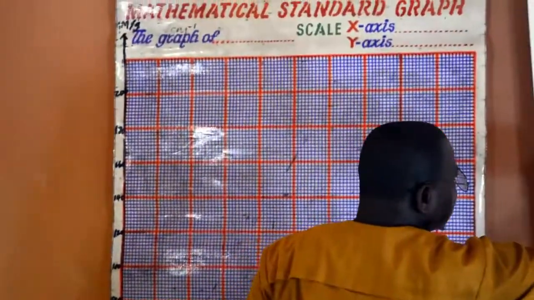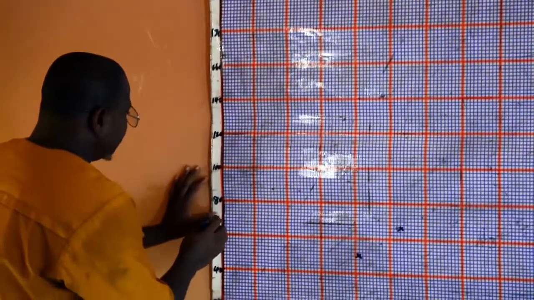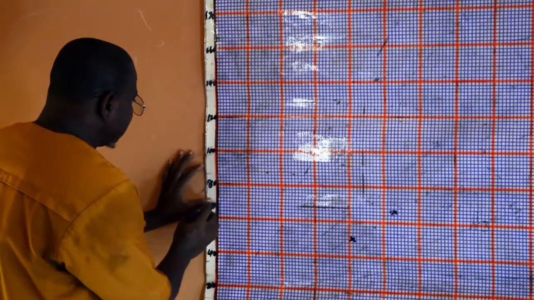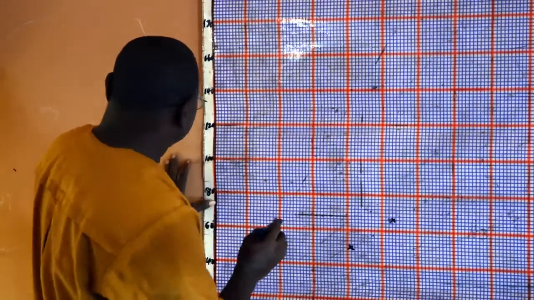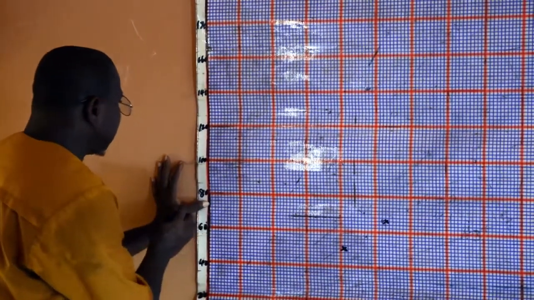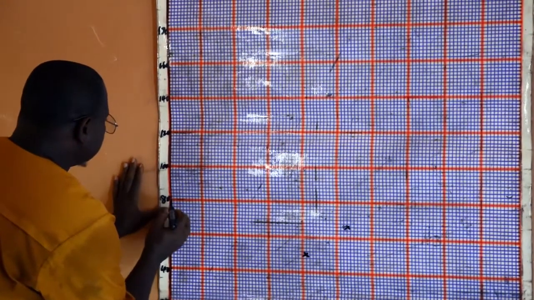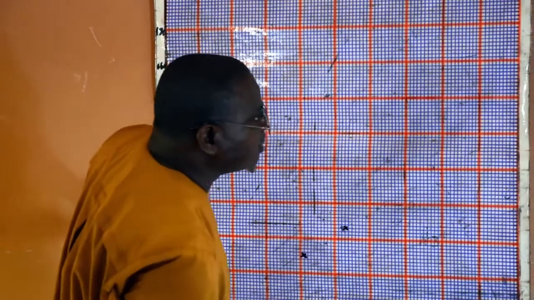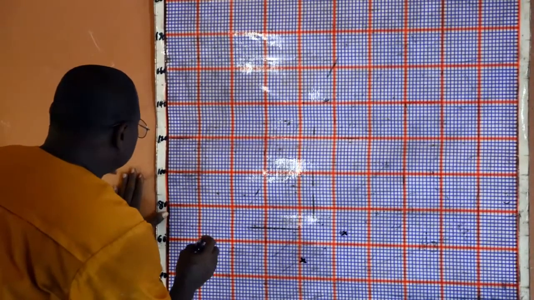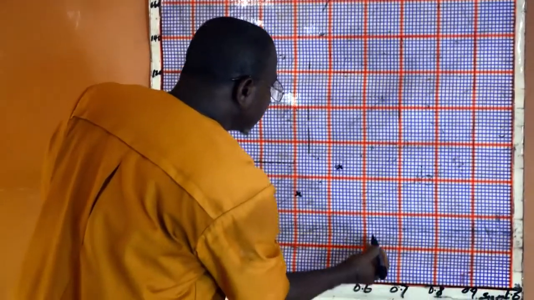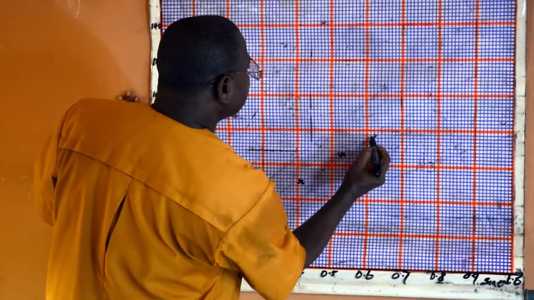The third one is 76 against 0.62. This is 60, 62, 64, 66, 68, 70, 72, 76. That is, 76 is the 8th line. So this one will give us 80, 70, 76 will be there. 76 against 0.62. So 0.6 is here. So the second square will be 0.62. You now trace it up. So we are going to plot it here.